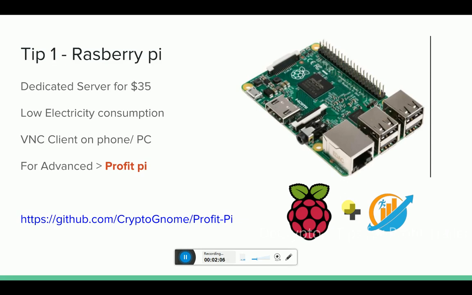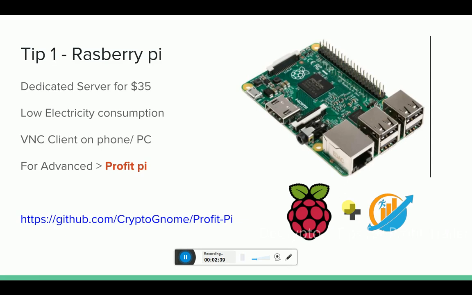So the best thing I found was to have something like a Raspberry Pi. It costs about $35, and you just need to get it installed. It's low on electricity consumption, and you can get a VNC client which you can use to access the Raspberry Pi screen from your PC or from your phone, just to check what's going on with the Raspberry Pi.